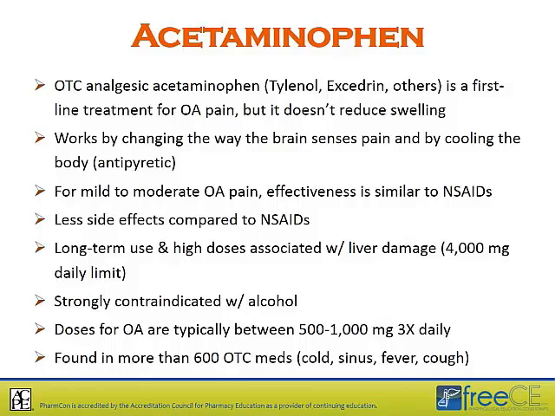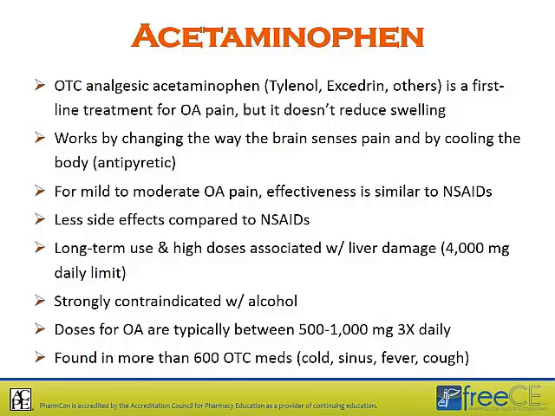Acetaminophen is indicated for mild to moderate pain only, and in this regard its effectiveness is similar to NSAIDs. Acetaminophen actually causes far fewer side effects compared to NSAIDs, but long-term use and high doses are associated with liver damage, and the daily limit is 4,000 milligrams. No medication should be taken with alcohol, but acetaminophen in particular is strongly contraindicated. Doses of acetaminophen for OA are typically between 500 to 1,000 milligrams 3 times daily.